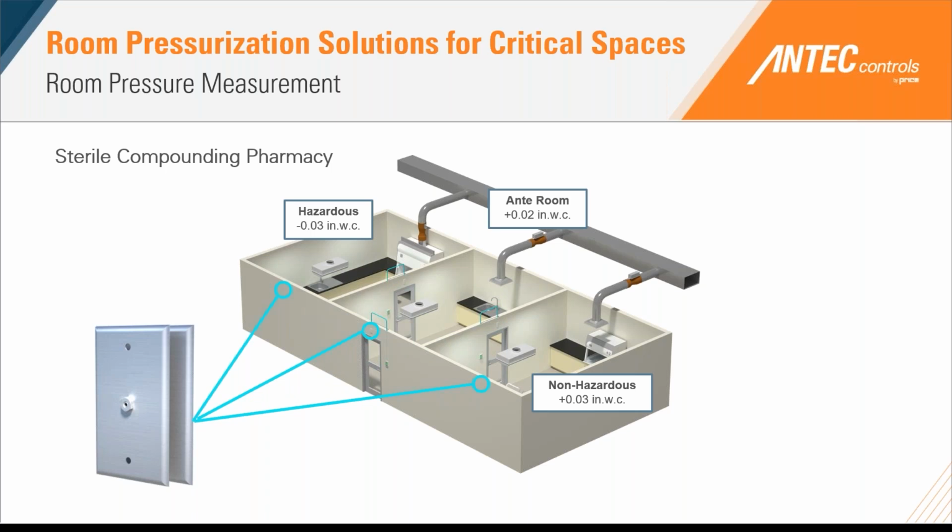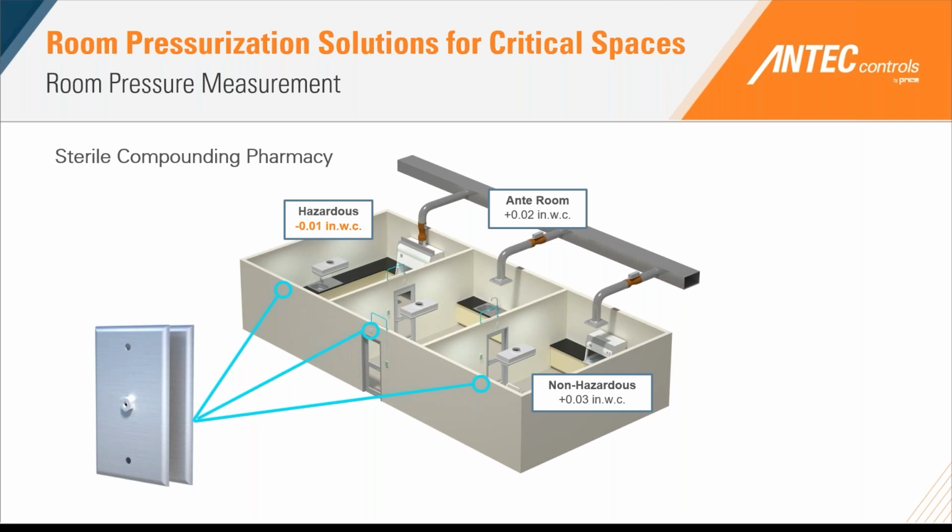If we wanted to change this and not have to have this cascade pressure relationship, we can locate our pressure transducers to all reference a common reference such as the corridor. If this is a strategy you want to implement though, you will have to change the magnitude that's being monitored for both the hazardous and non-hazardous space.